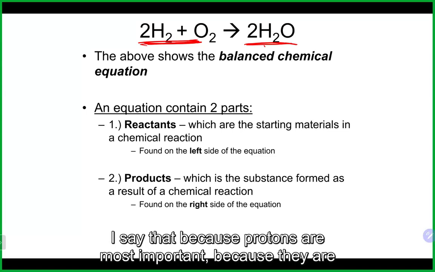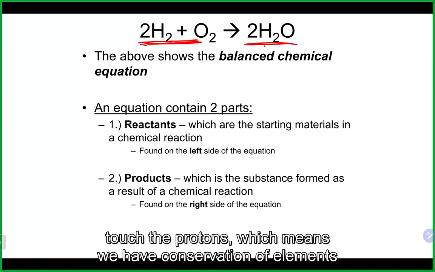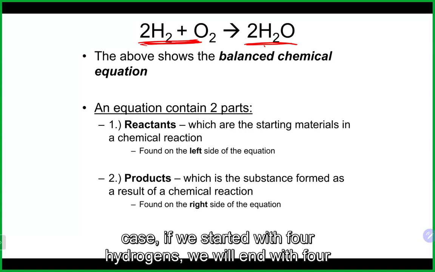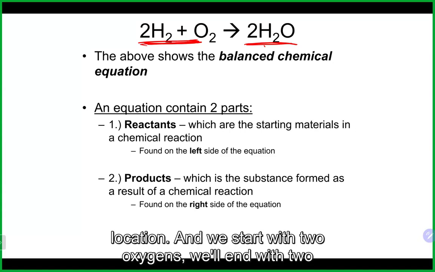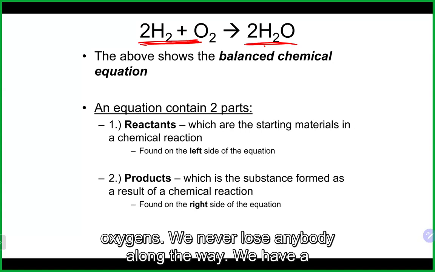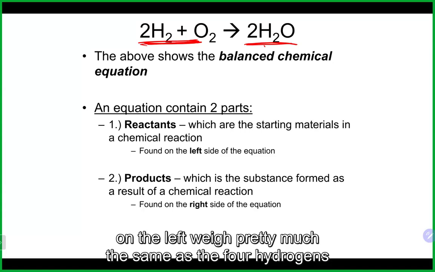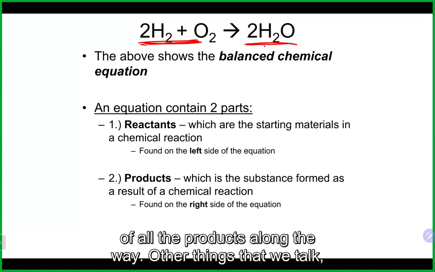I say that because protons are most important because they're the ones that determine the element, right? So we don't touch the protons, which means we have conservation of elements when we do a chemical reaction. Like in this case, if we started with 4 hydrogens, we will end with 4 hydrogens. They may just be in a different location. If we start with 2 oxygens, we'll end with 2 oxygens. We never lose anybody along the way. We have conservation of mass as well, because the 4 hydrogens on the left weigh the same as the 4 hydrogens on the right. So the mass of all the reactants will be the mass of all the products.